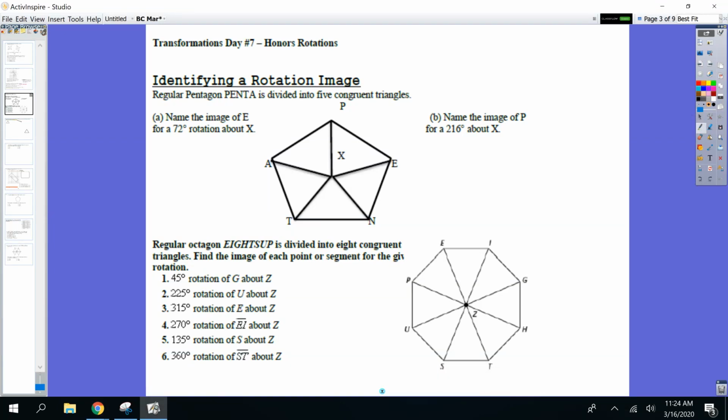Okay, we are on day 7 of transformation. The honors rotations should be in your packet.